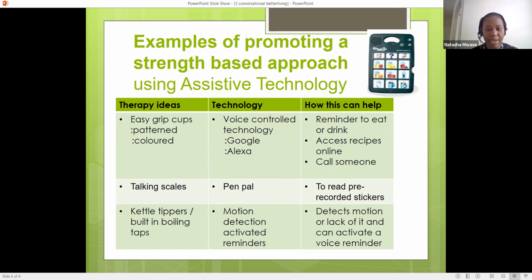Another example that we have is a kettle tipper, which has a motion detector, and that's able to prevent any burns for people that may have weaknesses in their hands. So those are some of the strength-based approaches that we would be exploring within our assessments.